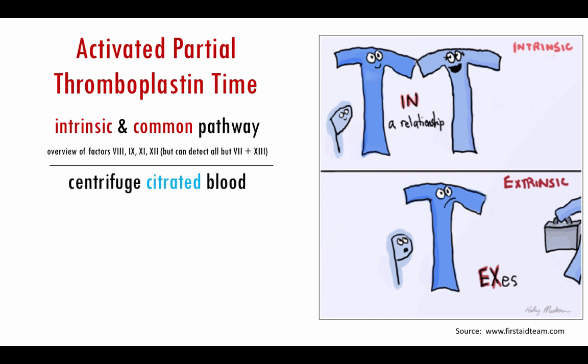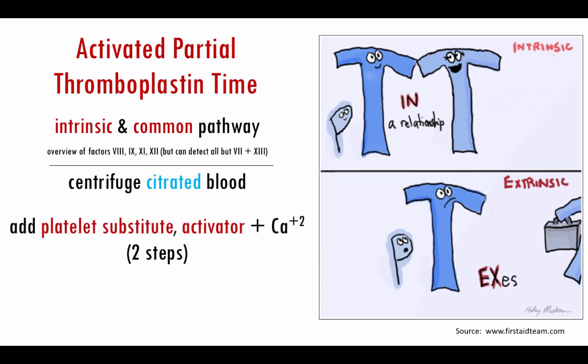You're still going to use citrated blood, you centrifuge it, you use the plasma. Remember, we have to have plasma, not serum, because plasma has all those proteins floating around in it. And then in this case, we're not going to add thromboplastin because that's a trigger for the extrinsic system. We're going to add platelet substitute, something that's like a platelet, and then another generic activator substance that would be similar to what would cause activation of the intrinsic system within the human body. And calcium. Calcium is required for both. So it's a two-step process.